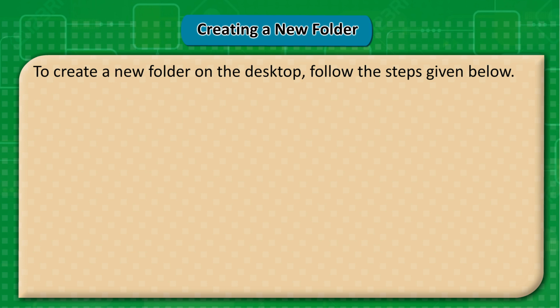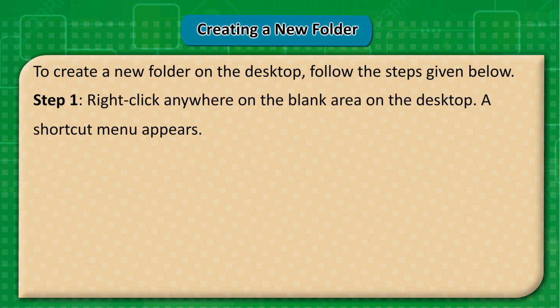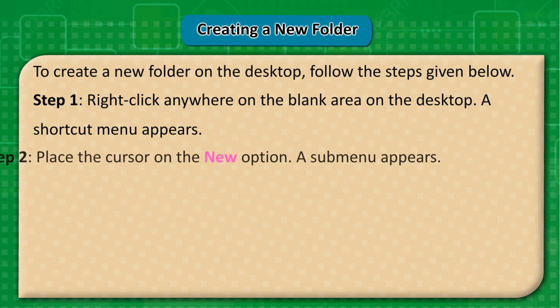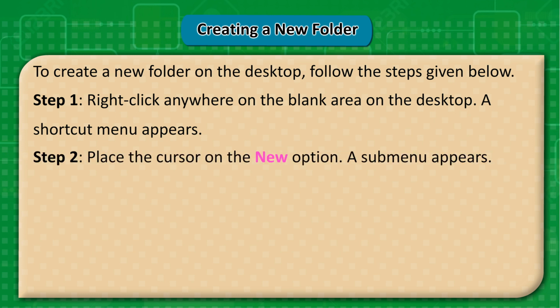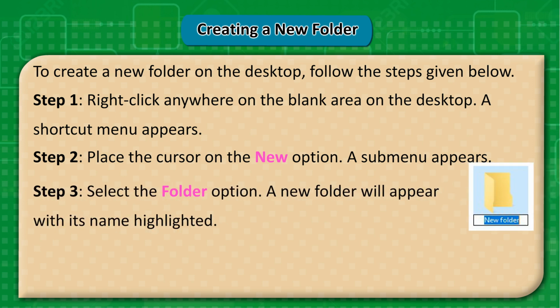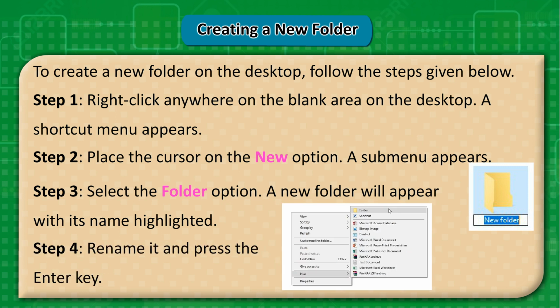Creating a new folder. To create a new folder on the desktop, follow the steps given below. Step 1. Right-click anywhere on the blank area on the desktop. A shortcut menu appears. Step 2. Place the cursor on the New option. A submenu appears. Step 3. Select the Folder option. A new folder will appear with its name highlighted. Step 4. Rename it and press the Enter key.